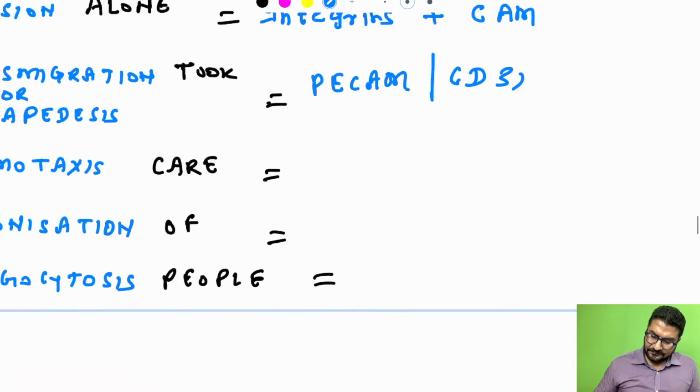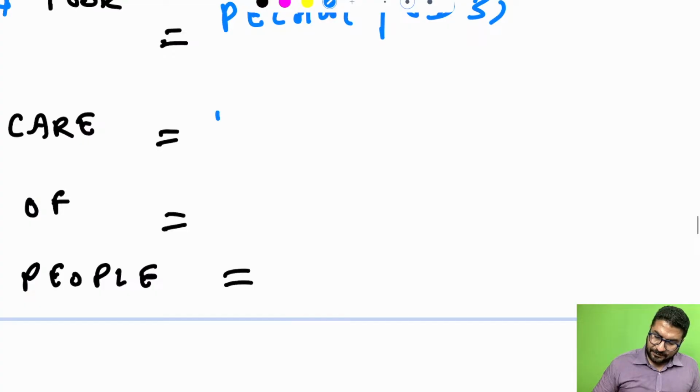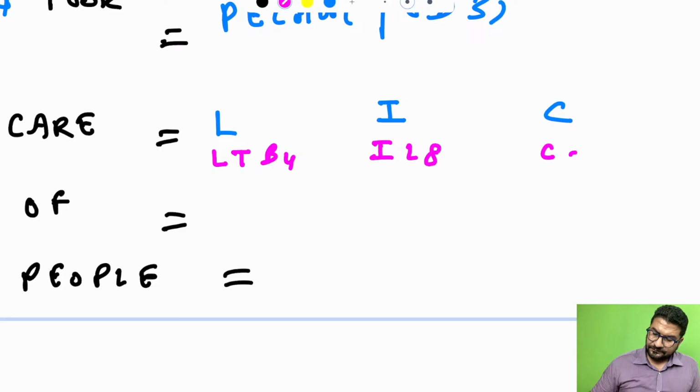Chemotaxis, understand? Chemotaxis is done with the help of LIC. So what is LIC? LIC means leukotriene B4, interleukin 8 and C5a. And the second last one is opsonization, which is done with the help of opsonins.